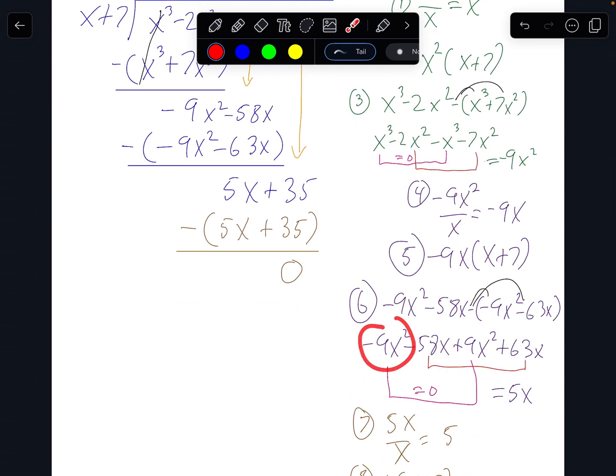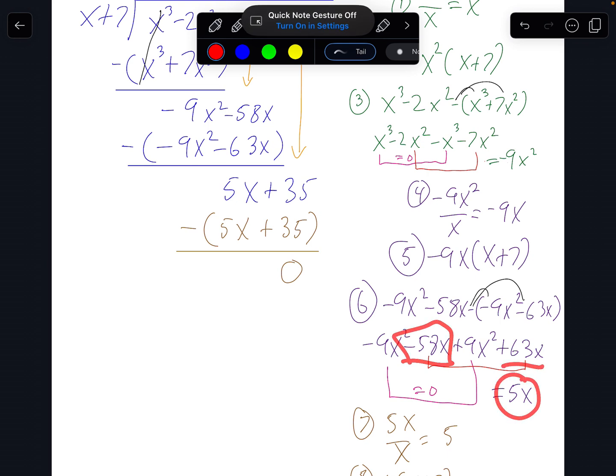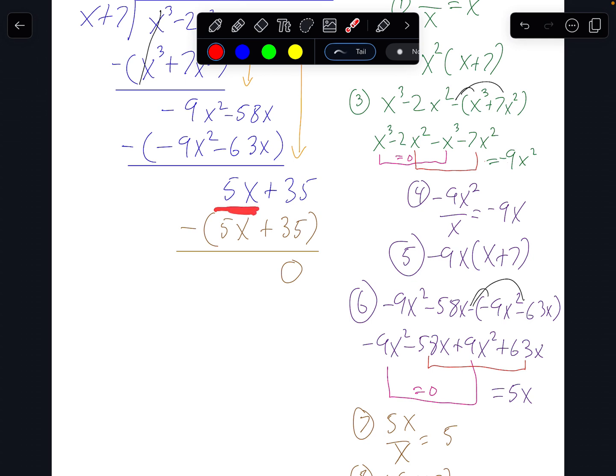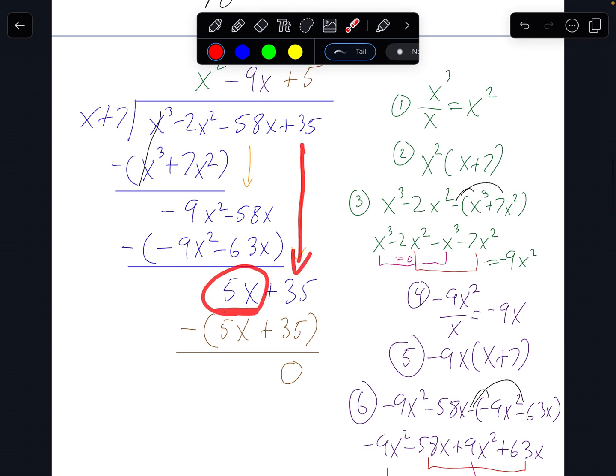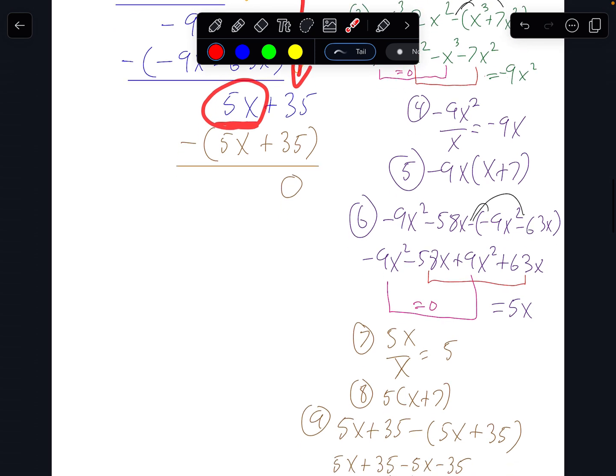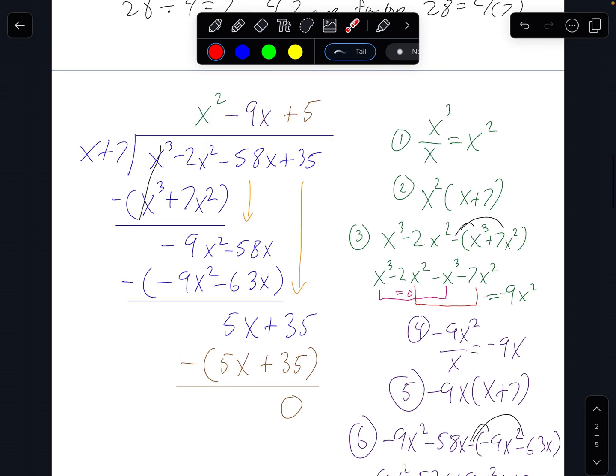Negative 9x squared plus 9x squared is equal to 0. And negative 58x plus 63x is equal to a plus 5x. Plus 5x is that result. And 35 gets brought down. And again, we go through this process. 5x over x is equal to 5. So that's how we get this plus 5 up here.